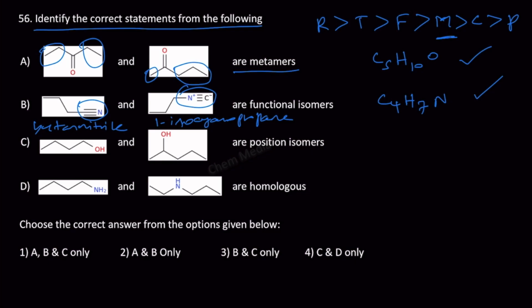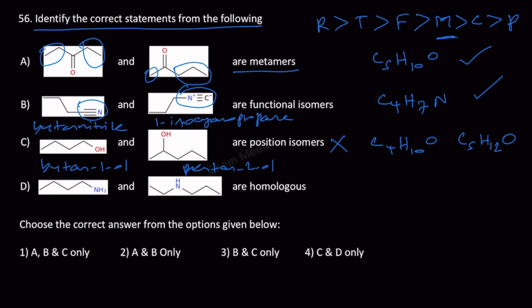How about C? In C we could see butane 1-ol and pentane 2-ol. Are they position isomers? No, because first of all they are not isomers themselves, because the molecular formula is not the same. In one case the molecular formula is C4H10O. In another case the molecular formula is C5H12O, and therefore they are not isomers at all.